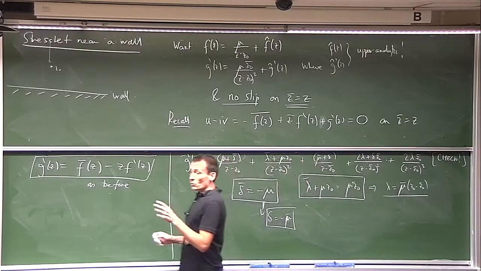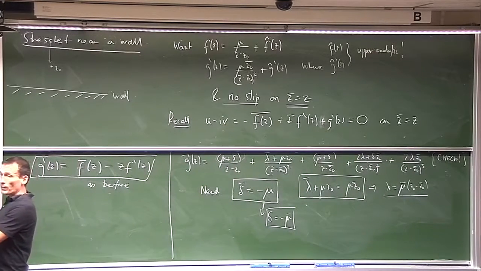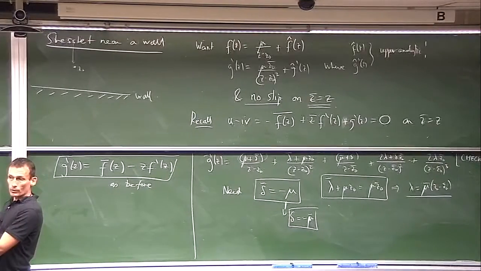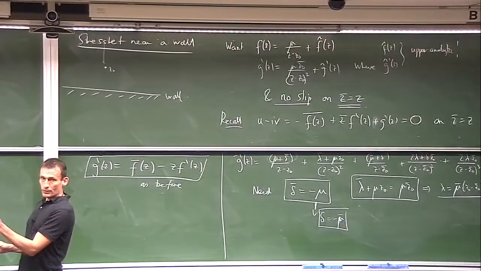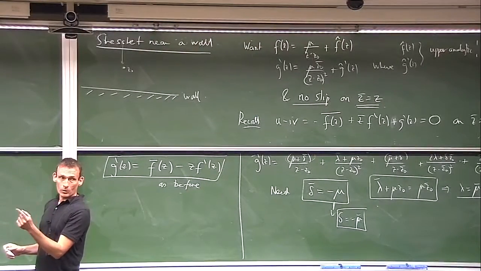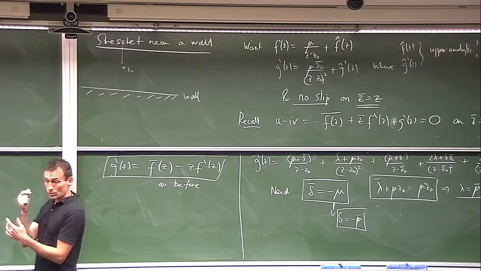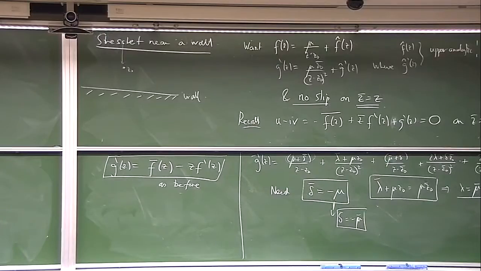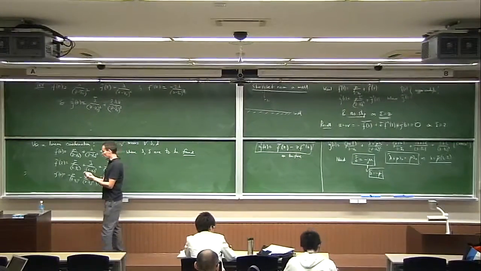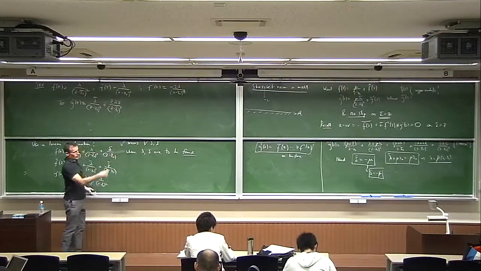Remember, my swimmer was also a stresslet plus a source quadrupole. So I'll leave this as an exercise for you. You need to work out what the F and G are for a source quadrupole near a wall. Matt will give you some other things to add to F and G.